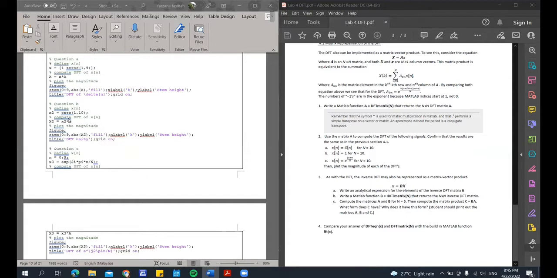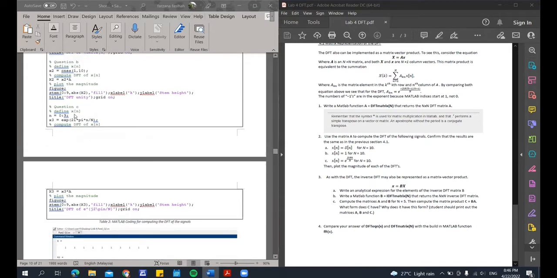We just need to declare based on what the question gives. For x2, we start from 1 until 10, and then we compute the DFT by multiplying x2 times A. Then we put the figure command and the stem, with x label as k, y label as stem height, and the title DFT unity. Then grid on, which is the last command for producing the graph.